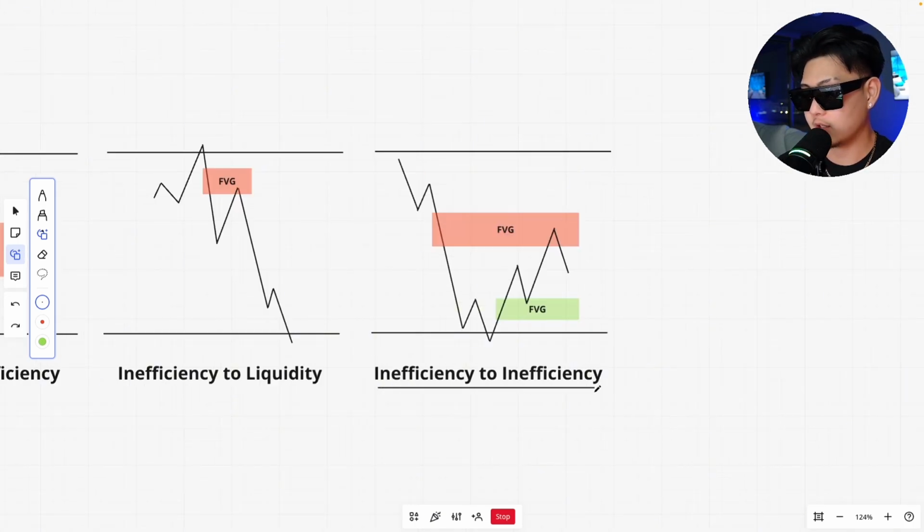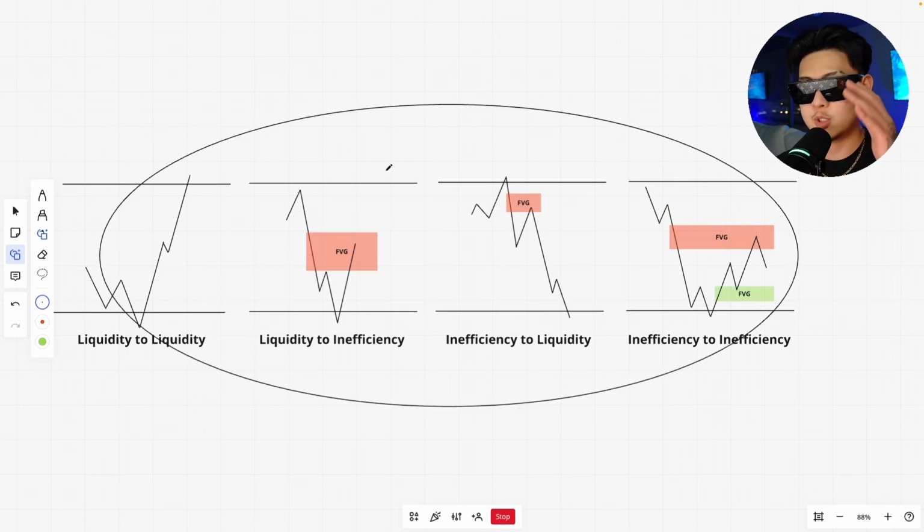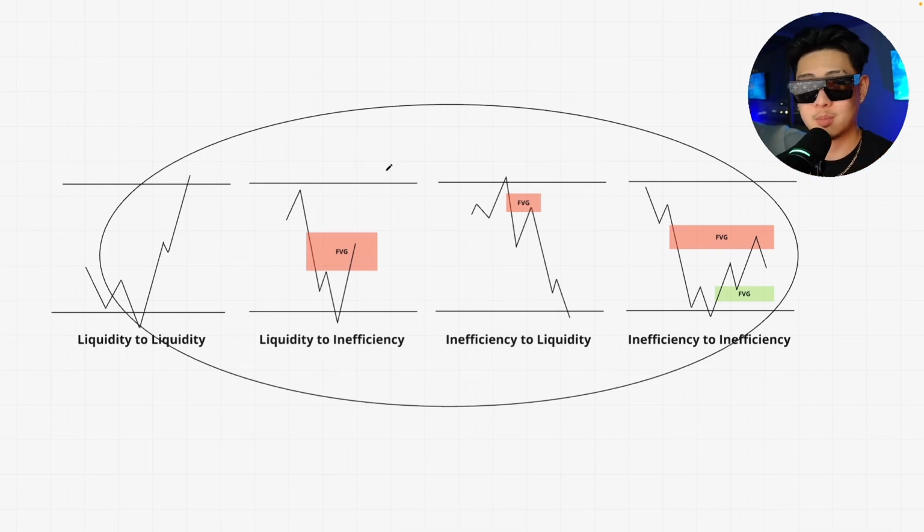And then we have inefficiency to inefficiency. Price came down into sell side liquidity, displaced, made an inefficiency here, bullish fair value gap, and we sent price all the way up into this bearish fair value gap right here. So we're kind of trading in between two inefficiencies. And now that you understand all four ways that price likes to move between liquidity and inefficiencies, let's hop on the charts and look at some examples of this playing out in actual price.